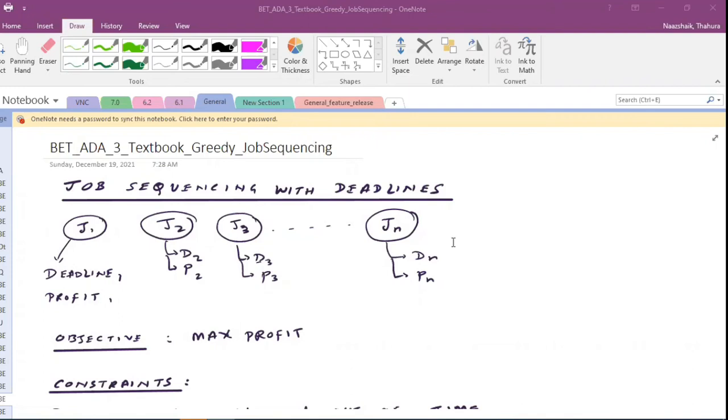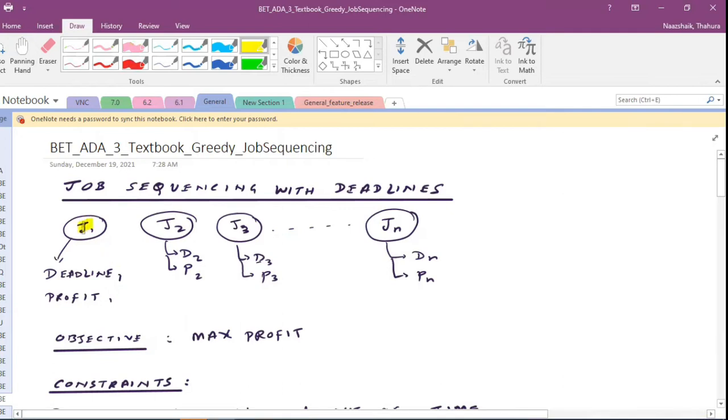Okay. So the problem statement is job sequencing with deadlines. That means you have some jobs to complete. You can consider these jobs as assignments. You have four or five subjects, and each subject teacher has given you some assignment, and they have given their own deadlines.